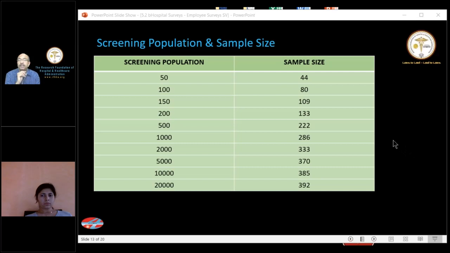Okay. So this is about the sample size. This table is handy, and this will be available in the video that you can see on the YouTube channel of the Research Foundation.